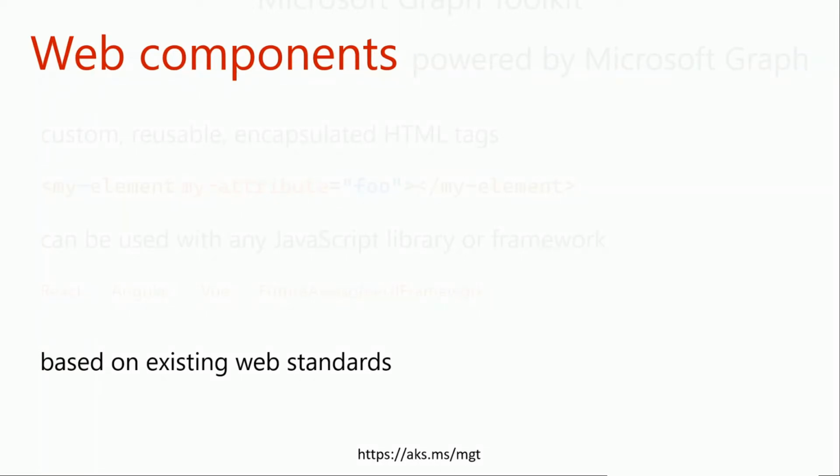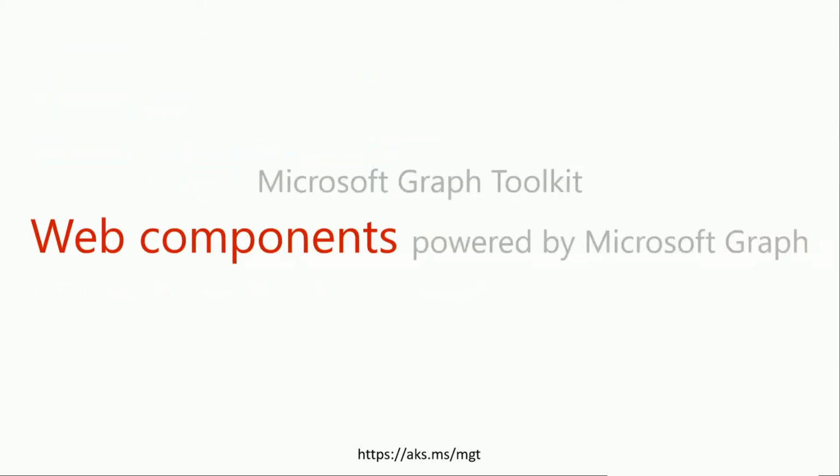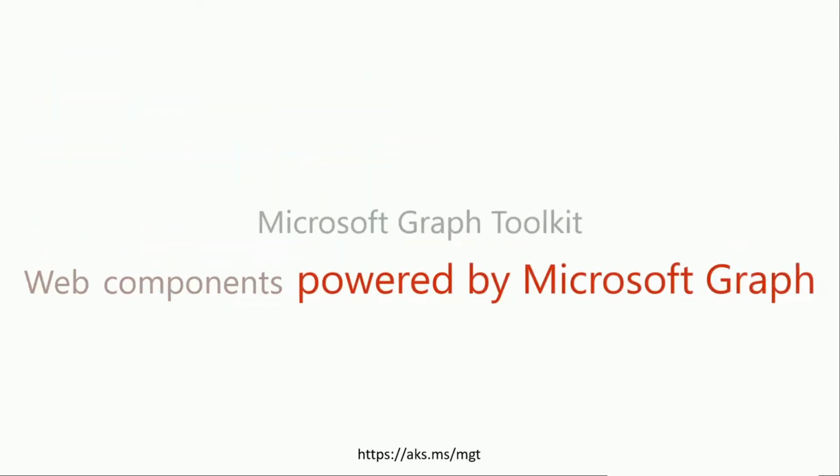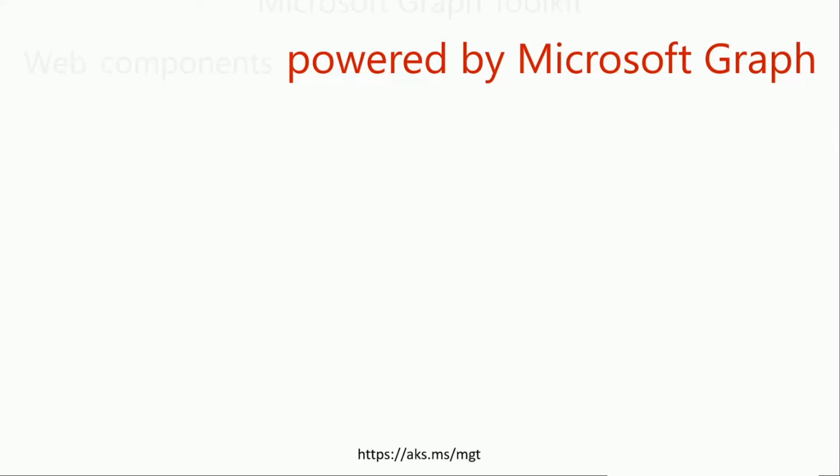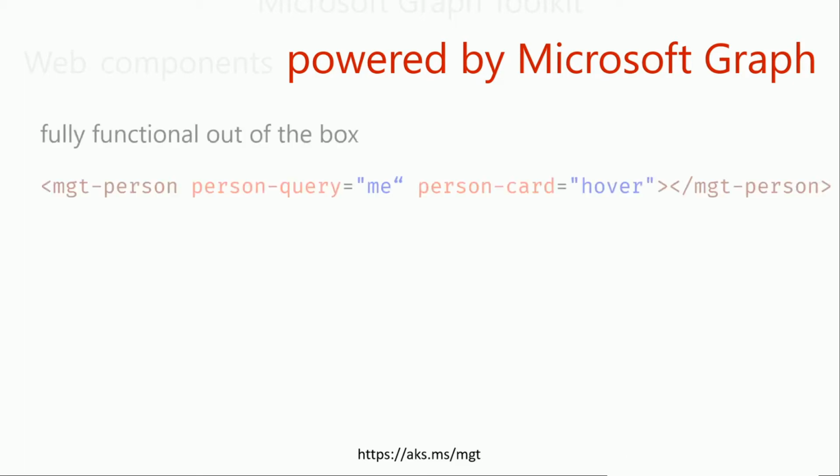Now, once we figured out that we can actually build these web components and we can build them in a reusable and in an encapsulated way, we tackled the powered by the Microsoft Graph. How do we ensure that these components can actually work with the Microsoft Graph out of the box, make it easy for developers to get started with the Microsoft Graph? And what we did is we made sure that when we build these components, they automatically know how to talk to the Microsoft Graph APIs.